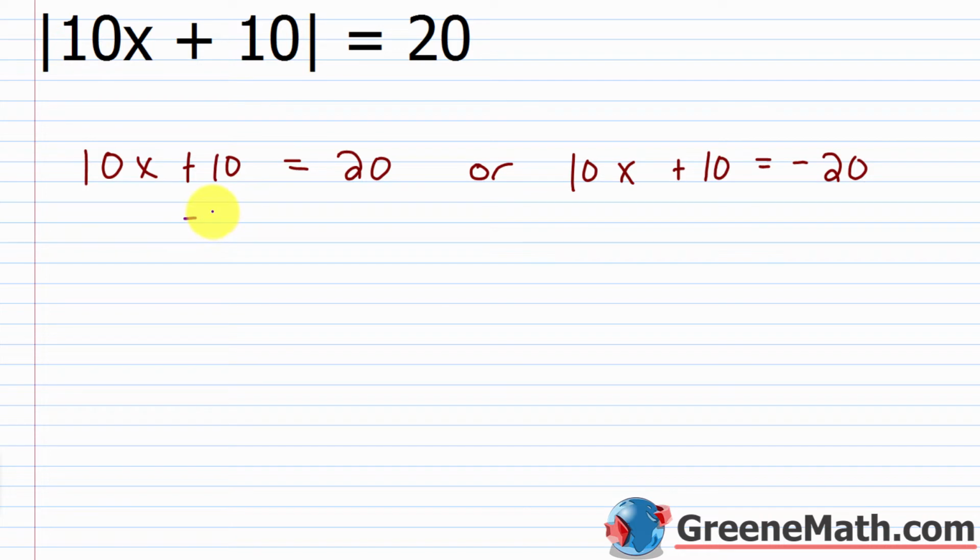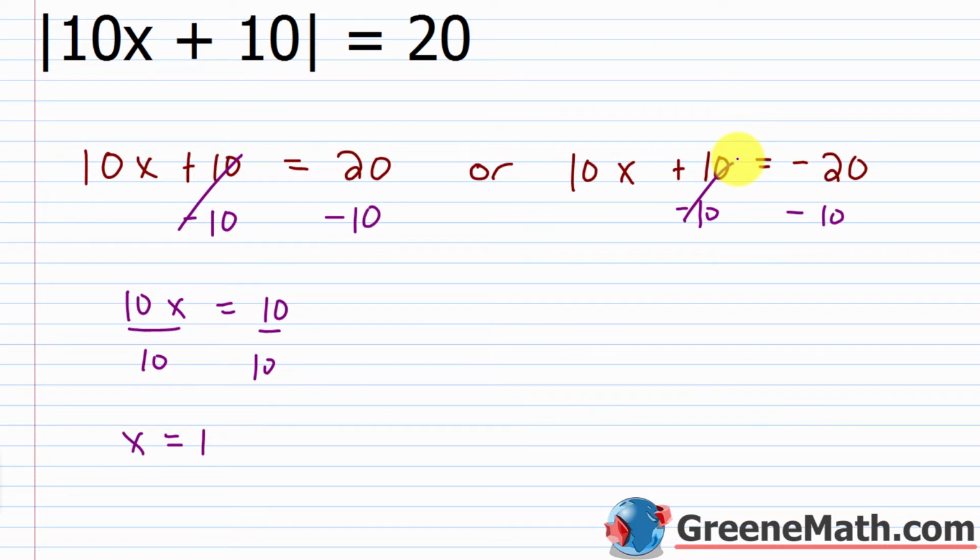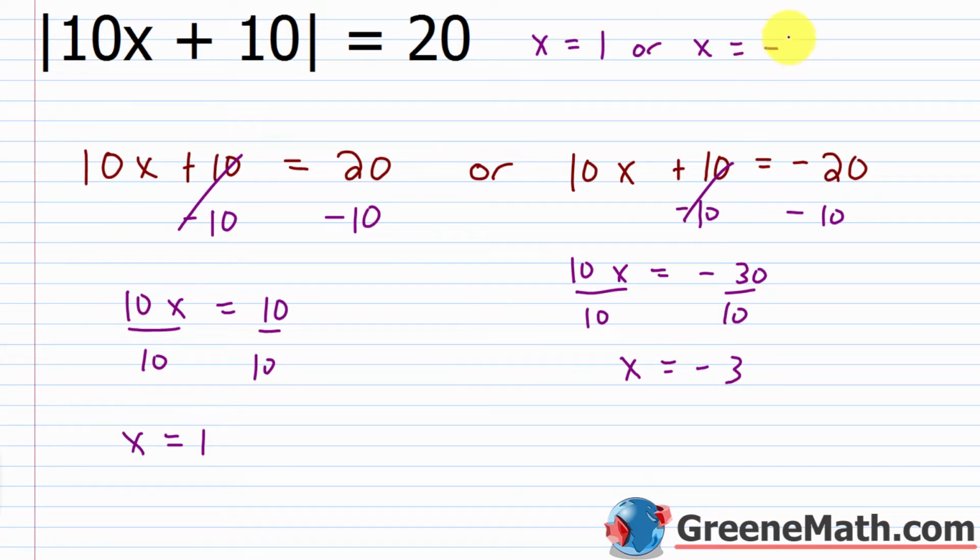So we would subtract 10 away from each side of the equation here. That would cancel. I'd have 10x is equal to 20 minus 10, which is 10. Divide both sides by 10, and we would get x is equal to 1. Over here, let's subtract 10 away from each side of the equation. That cancels. I'll have 10x is equal to negative 30. Divide both sides by 10, and we'll get x is equal to negative 3. So what we find here is that x equals 1 or x equals negative 3. In solution set notation, I would say negative 3 and 1 are my elements, right? They're my two solutions. Let me erase this real quick.